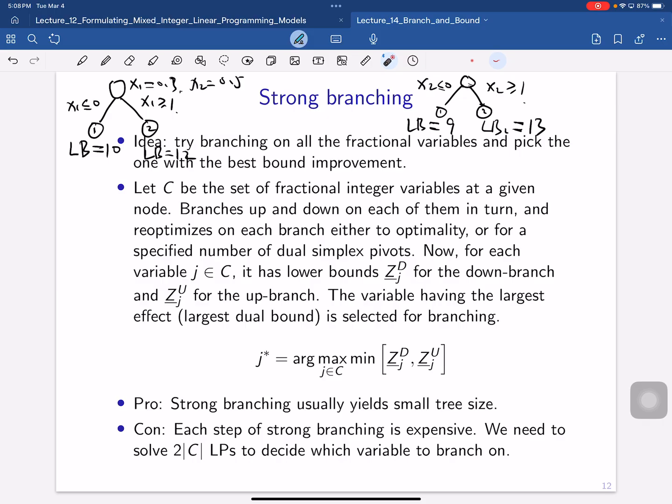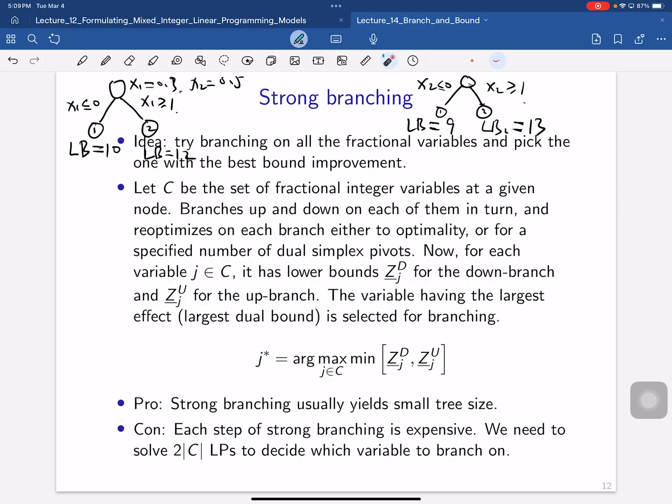So why do we want to use strong branching, right? It's quite an expensive step, right? In the most fractional variable branching, you don't need to solve additional LPs, right? Pick the most fractional variable, just solve 2 LPs and continue. But in this case, in order to decide which variable you are going to branch on, you need to first solve a large number of LPs, right? To sort of do a probing on which one will give you the best bound improvement.